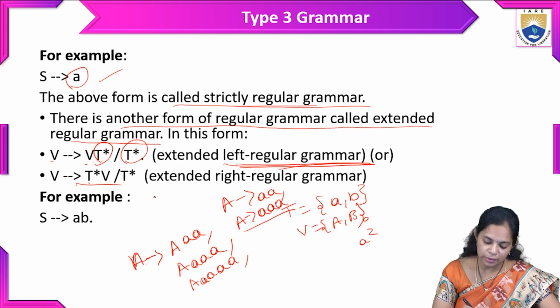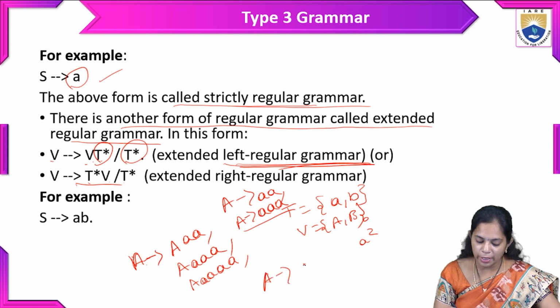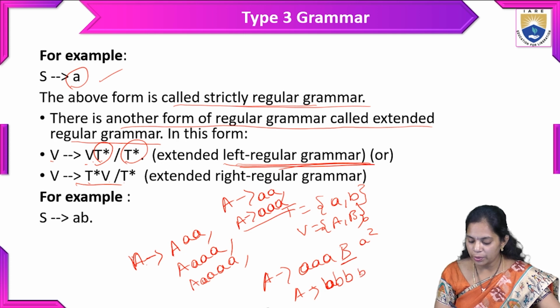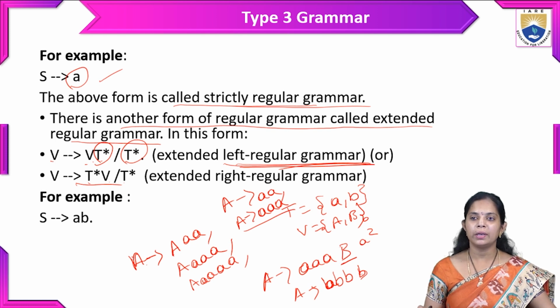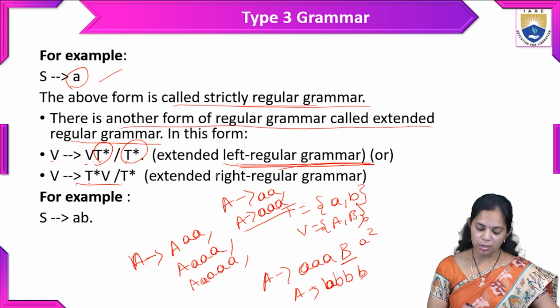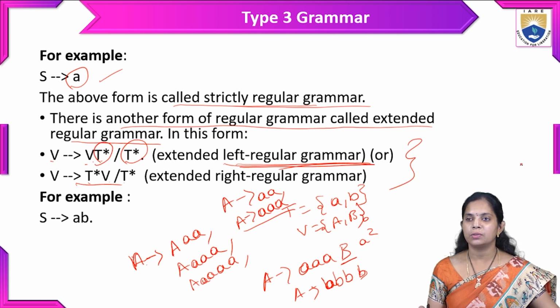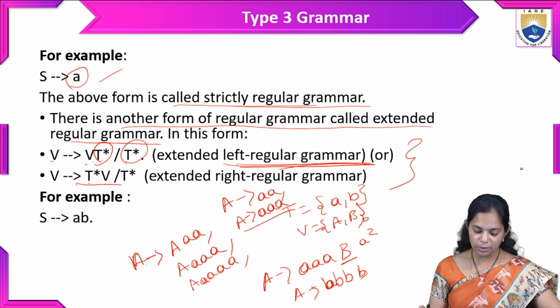And like this, this is the left. And we will write A tends to aaa for the right linear grammar, and here we make it b, and also A tends to b, bb like that. So based on the language, we have to divide the production rules. So these are all about the extended regular grammar. This is about the left linear grammar and right linear grammar in the regular grammar.